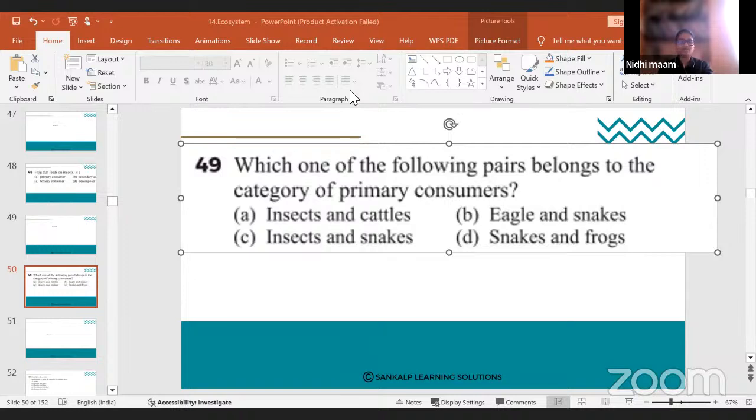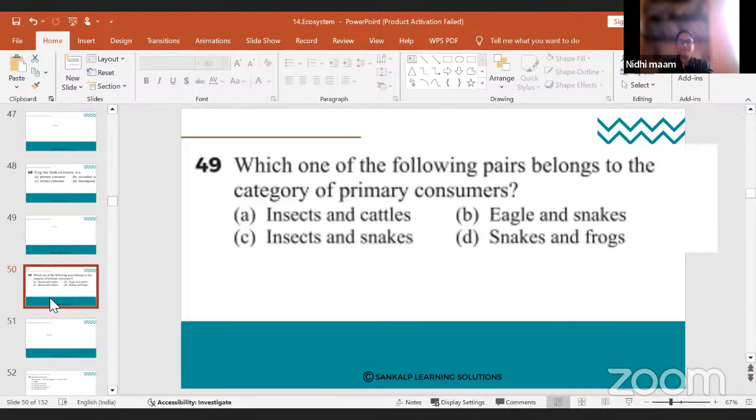The confusion is between A, B, and D. The right answer is option A, insects and cattle. Eagle and snakes are tertiary consumers. Insects and snakes, snakes and frogs. So insects and cattle are there, no? So option A is the right answer. Next question.